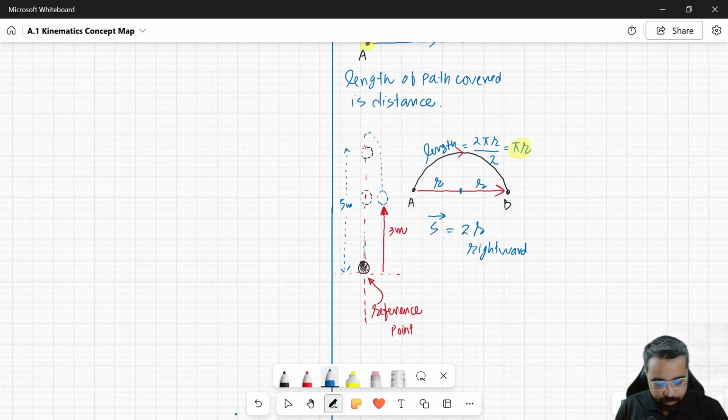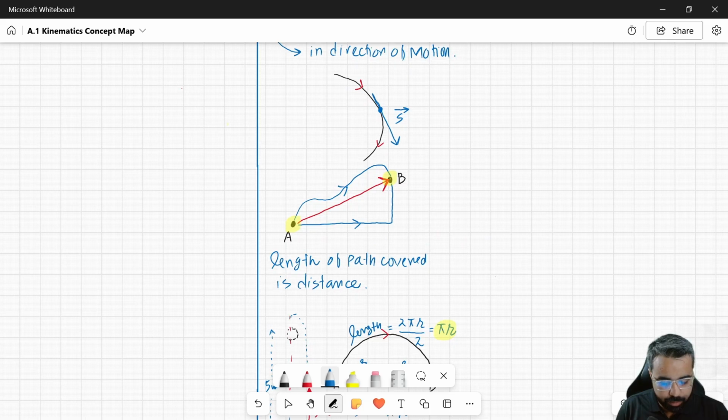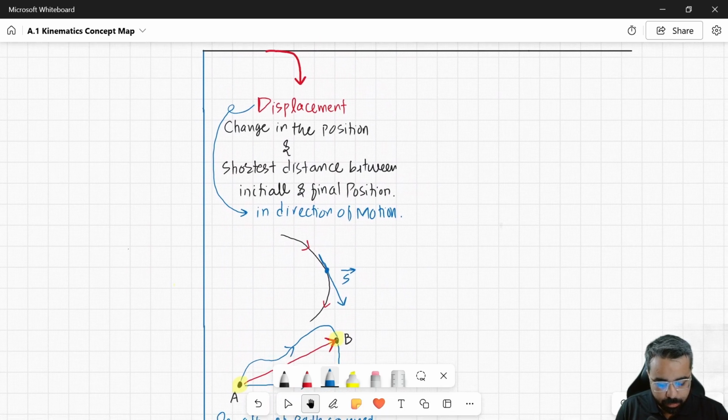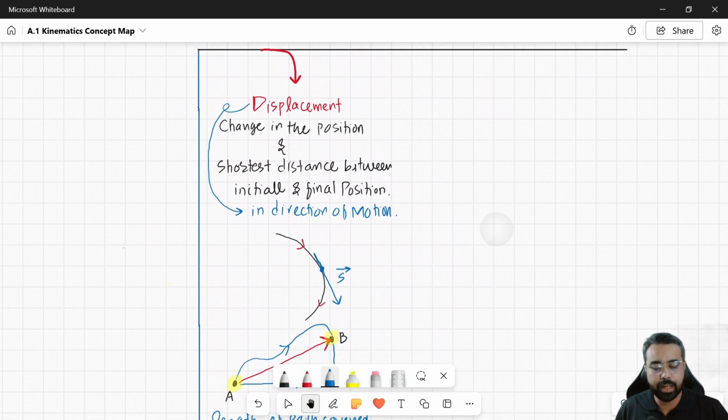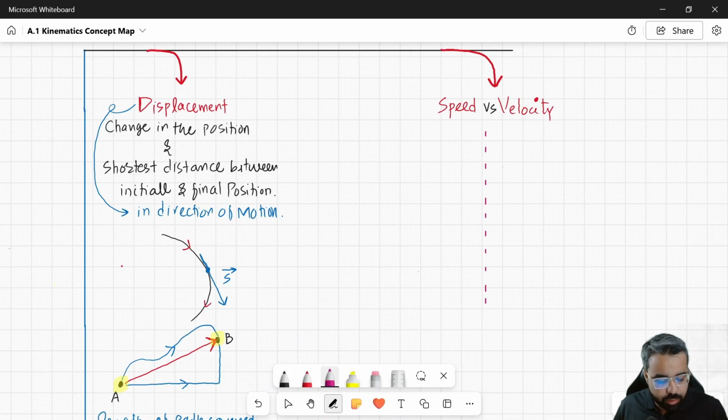Okay, so anyways, I hope you understand the difference between the distance and displacement. Now let's talk about velocity and then acceleration. So students, next is the speed versus velocity, right? We had already made our understanding about the displacement and distance, so we will keep continuing.